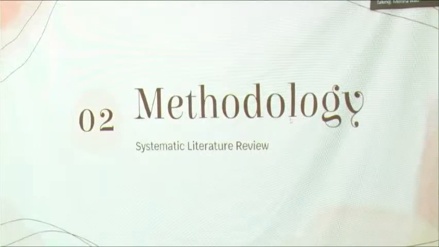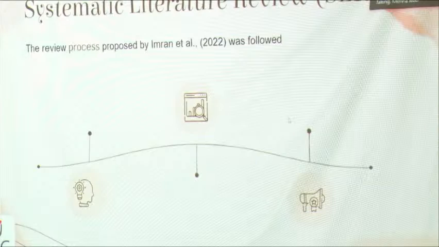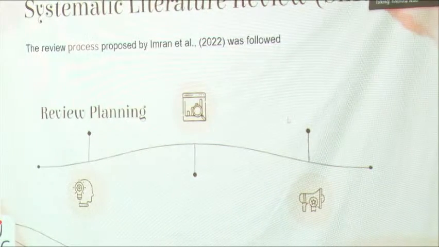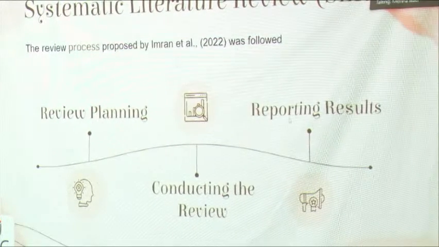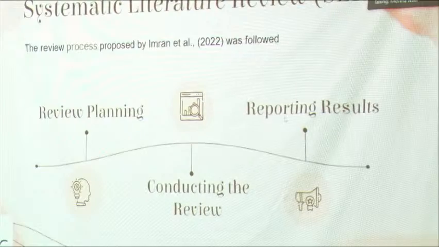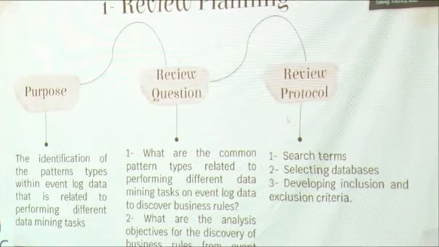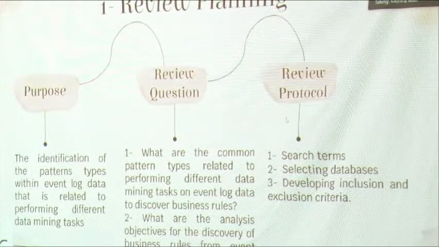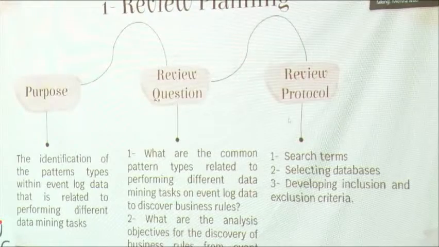Moving to the methodology, which is conducting the systematic literature review. The review process proposed by Imran Ita in 2022 was followed. We start with the review planning, then conducting the review, and finally reporting of the results. The first step, the review planning, consists of identifying the purpose of the review, formulating the review questions, and setting the review protocol.